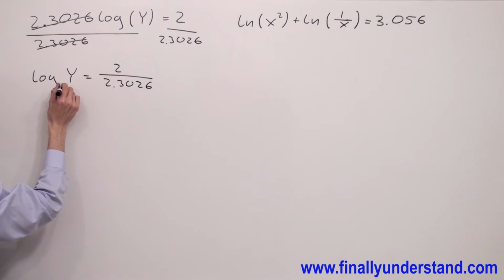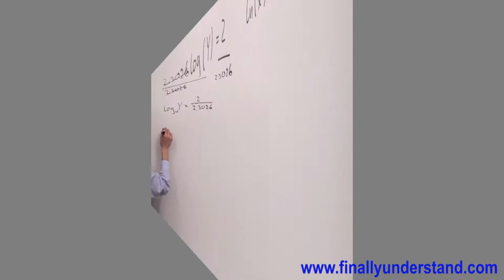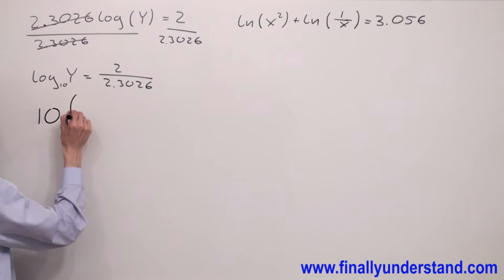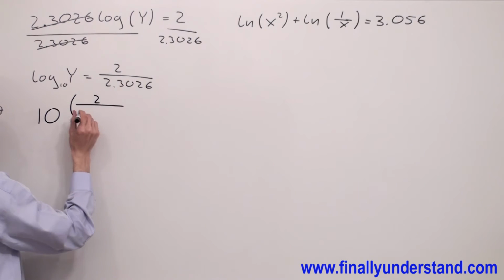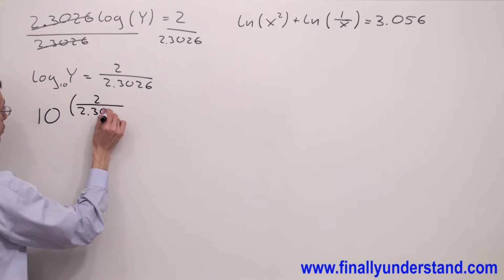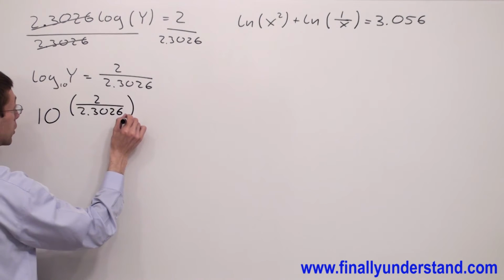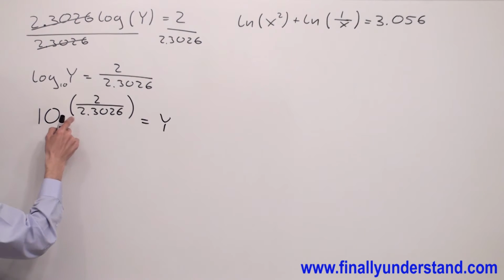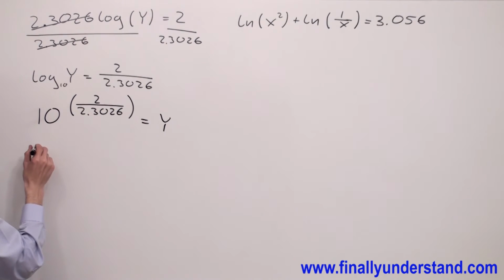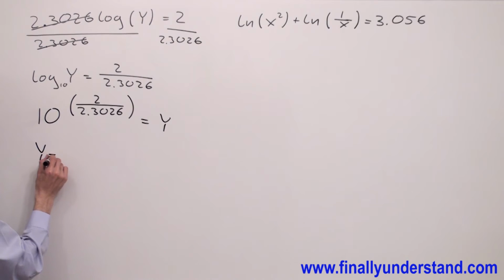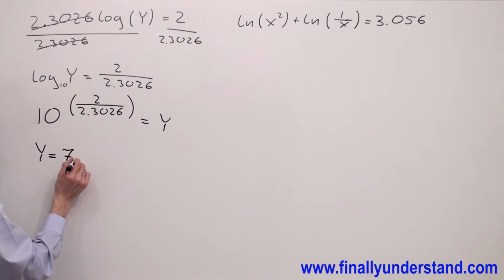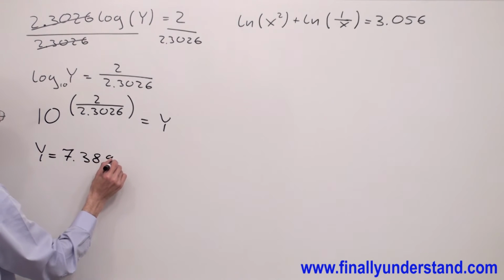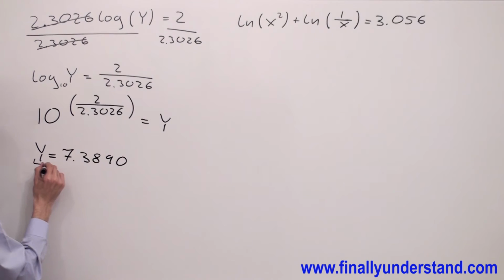Keep in mind that there is an invisible base 10. This is going to be equal to 10 to the power of 2 over 2.3026, close parenthesis, which is equal to y. If you plug these numbers into the calculator, you are going to have y equals 7.3890. This is the solution to my problem.